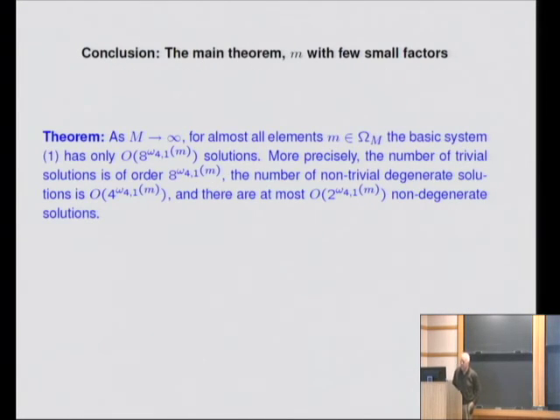So, conclusion. From the lemma, it's not too difficult to deduce this theorem. For almost all numbers m, the basic system has bound 8 to the power of the number of prime factors of n congruent to n mod 4. And that is the number of trivial solutions. The degenerate non-trivial solutions number 4 to the n, so n squared. And the non-degenerate solutions number at most of order n, for almost all n's, m's. So that's of some interest.